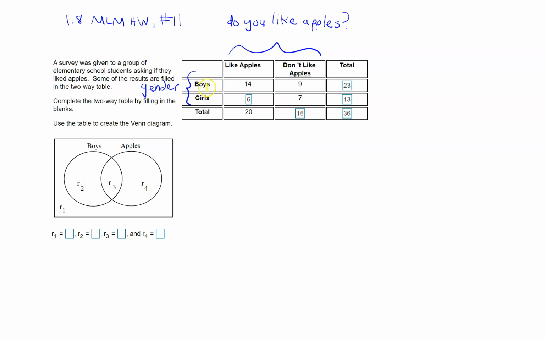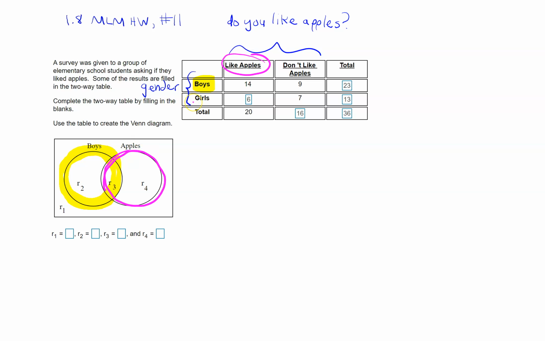To do that, you take the gender question, either boys or girls, and you just pick one. The textbook picked boys, so everyone in this first circle is identifying as a boy. Then for the second question, apples, they like apples or they don't, you just pick one. The textbook picked likes apples, so everyone in this circle likes apples.